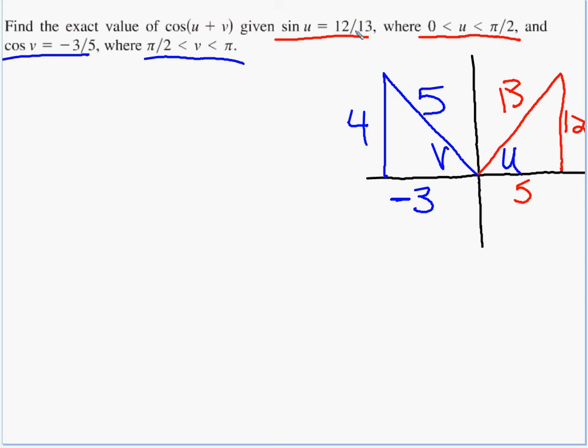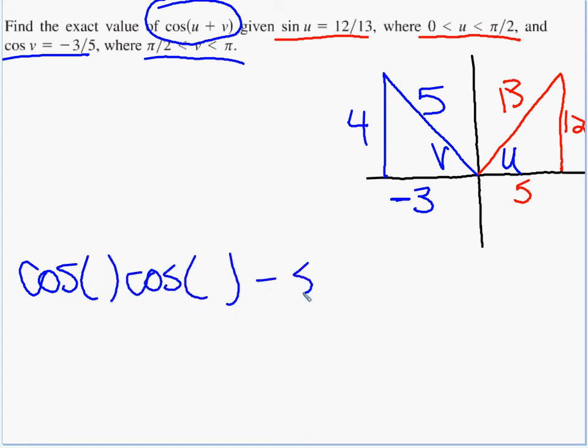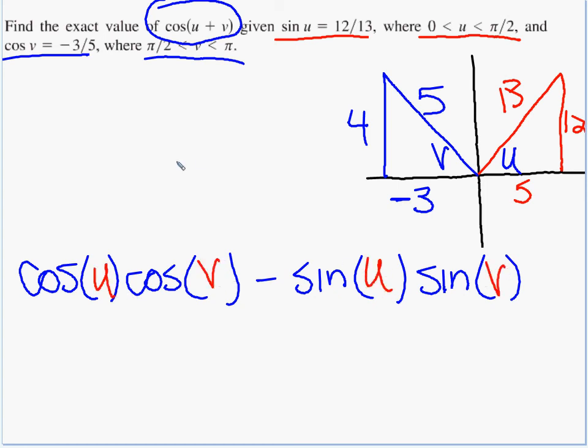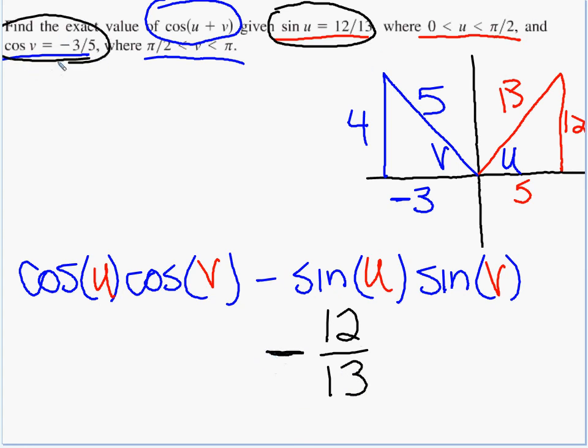Okay, now we want sine of a sum, or excuse me, cos of a sum. So that pattern is cos, cos minus sine, sine. Cos, cos minus sine, sine. And here we just put in our u's and v's. U first, v second, u and v. Given information, sine of u, that's our 12/13. So that's right here, 12/13. The cos of v is negative 3/5.